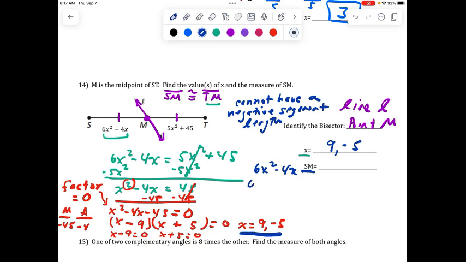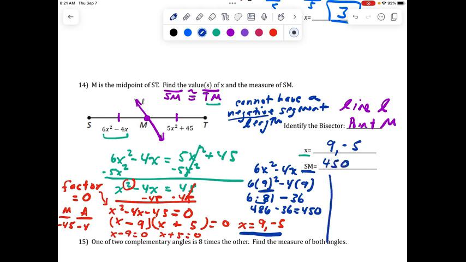Let's try 9 first. 6 times 9 squared minus 4 times 9. So if we keep simplifying this, 9 squared, if we follow the order of operations, we have to do this first. That's 81 times 6 minus 4 times 9, or 36. 81 times 6 is 486. Minus 36 gives me a very large answer of 450. Now that value is huge, but it's not negative. So that means that 9 works, and one possible length of SM is, oddly enough, 450 units.